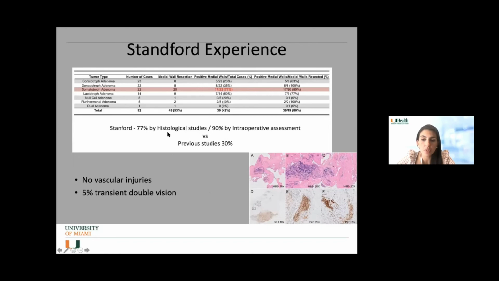77% by histological studies and 90% just by looking at it intraoperatively. This is Dr. Fernandez doing these cases up at Stanford now that he's there. And that's really quite different than what we used to think, in terms of the previous study showed that it was about 30% of the time. So this is quite an overwhelming majority of the tumors that are invading that wall.